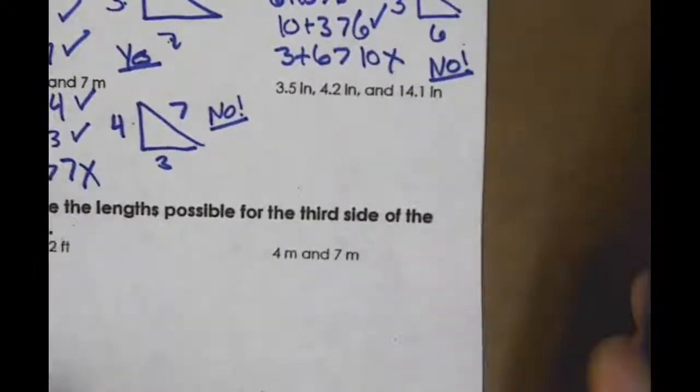Work this next one out. For a right triangle. It only works for a right triangle. Nope. Because it's asking for any possible, not just one.